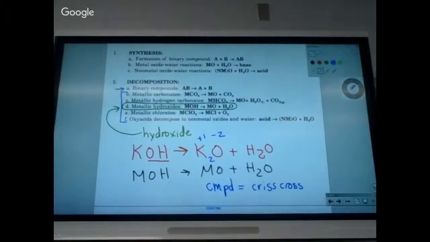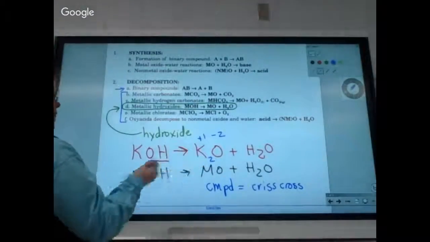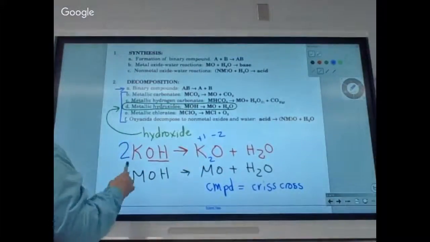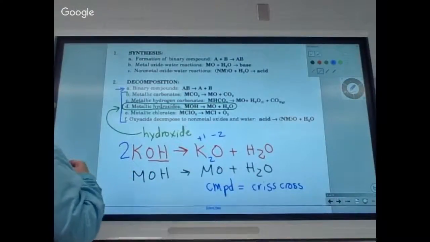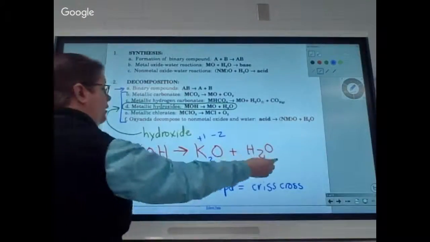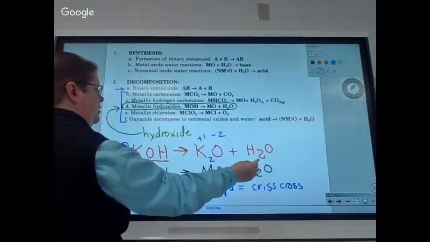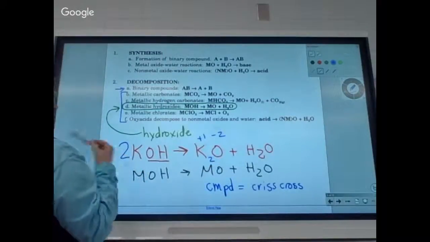All right, last step is to balance. How many K's? We need a 2 there. How many O's do we make? How many O's are here? 2. How many H's? 2. How many H's? 2. It's balanced.